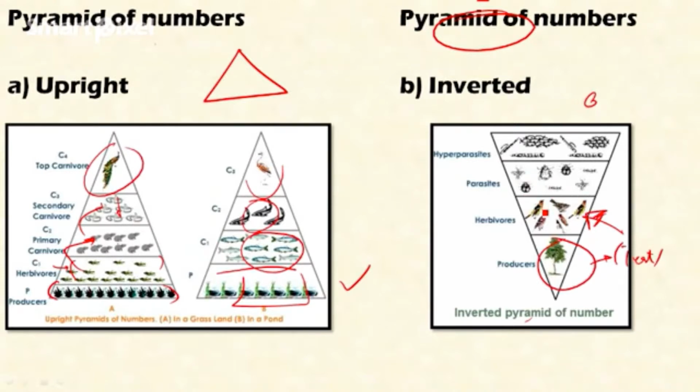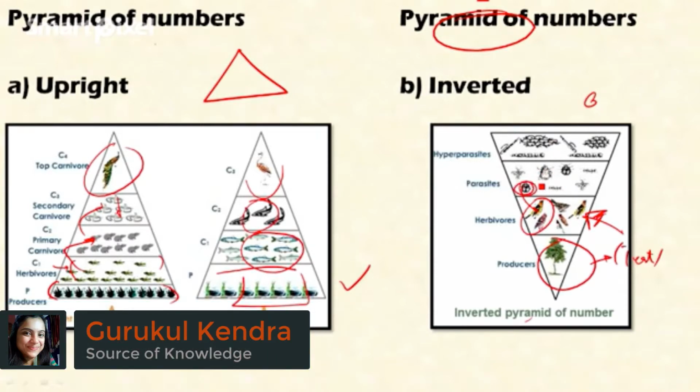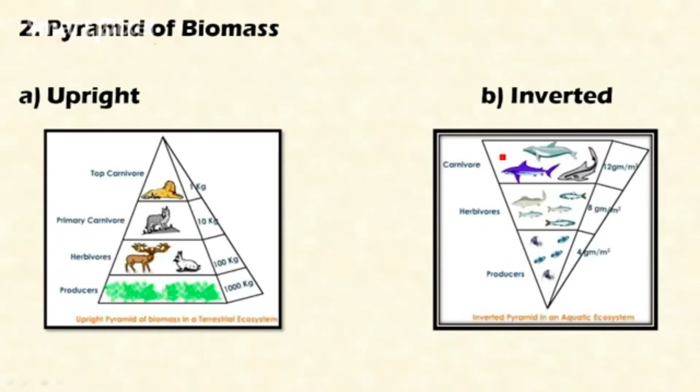harbor a lot of parasites, and each bird can harbor 20 to 30, even more than 50 parasites. And each parasite will harbor a number of hyperparasites, which means parasites of parasites. So in the inverted pyramid of numbers, the producers are less in number when compared to the higher trophic levels. This is called the pyramid of numbers. It has both upright as well as inverted structure.